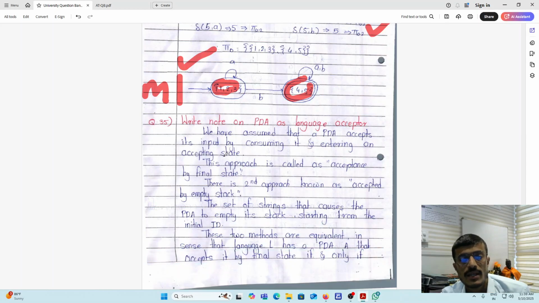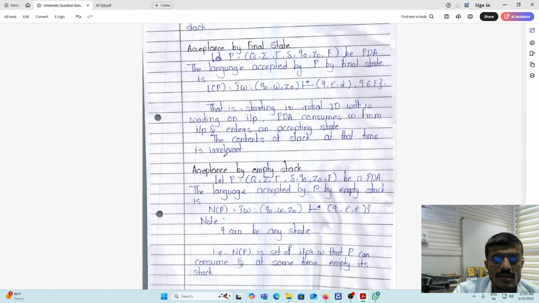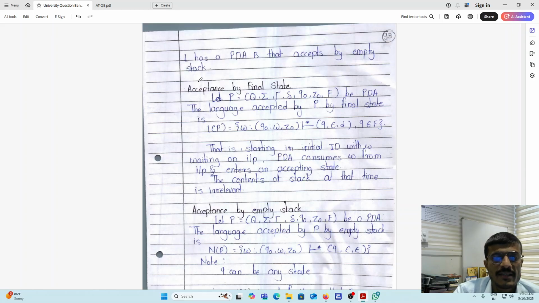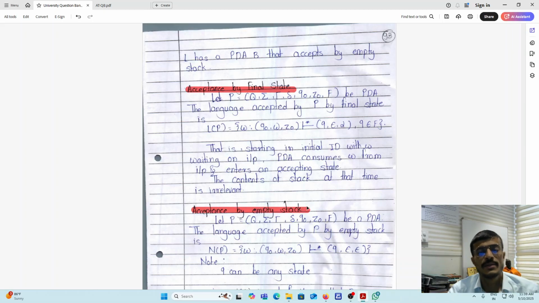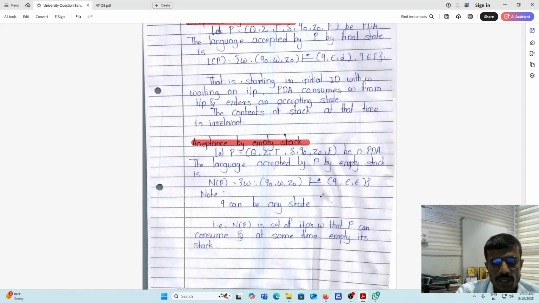The next question: write a note on PDA as a language acceptor. For a PDA as a language acceptor, when the given language is accepted by a PDA, there are two possibilities. The first is acceptance by final state and the second is acceptance by empty stack. So keep this in mind too.